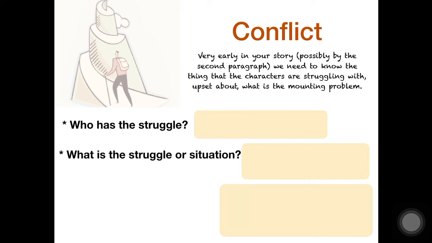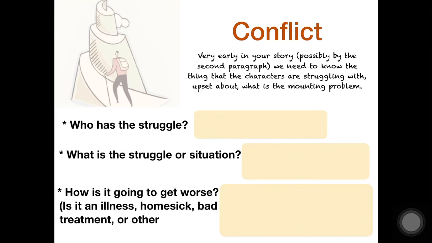In the second box, you're going to write what the struggle or situation is. And in the third box, you're going to write how it is going to get worse. Now remember, in these boxes, I don't want your entire story written out. I just want a few words. This is just where we're getting our ideas down. These are just bullet points, okay?